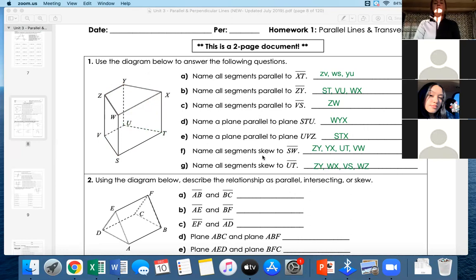So this next section, we can only answer with these 3 words. So we have parallel, intersecting, or skew. Okay? There's only 3 words we can use. So it wants to know what you would call AB and BC. Somebody tell me in the chat what you would call those, AB and BC. Are they parallel? Are they intersecting? Or are they skew? Perfect, they're intersecting.